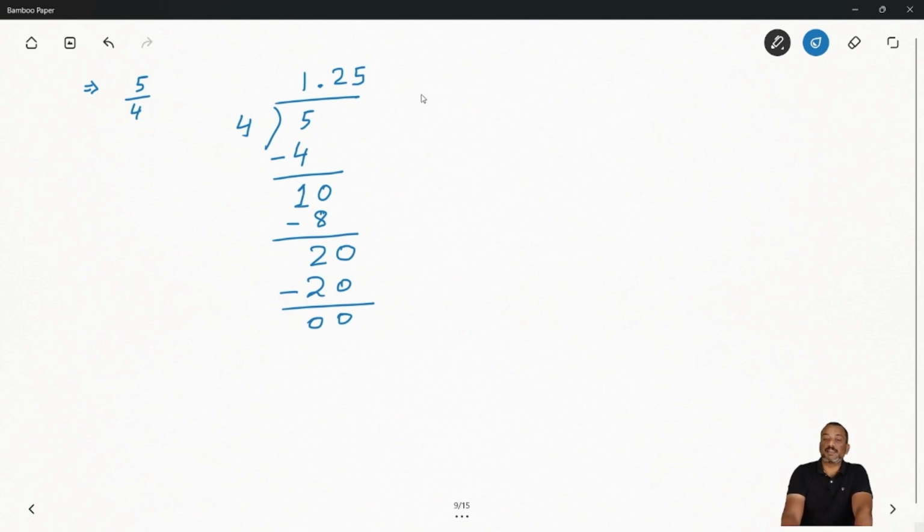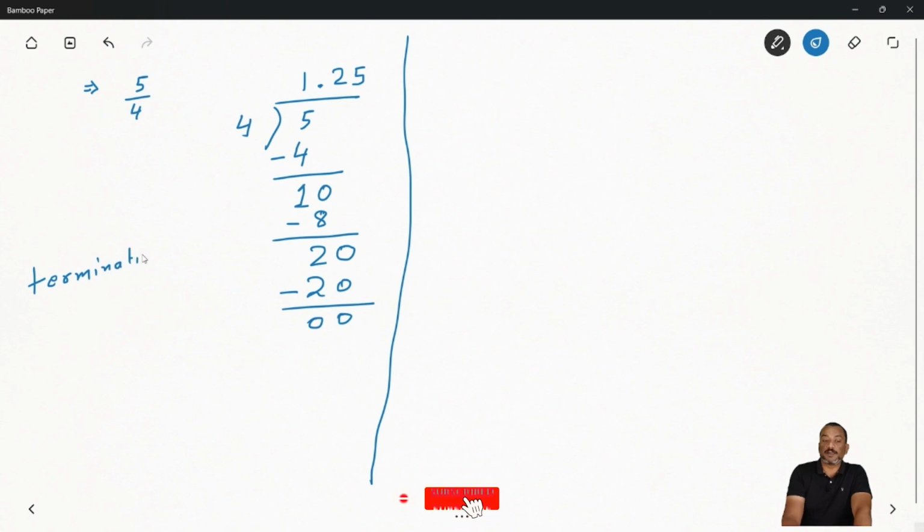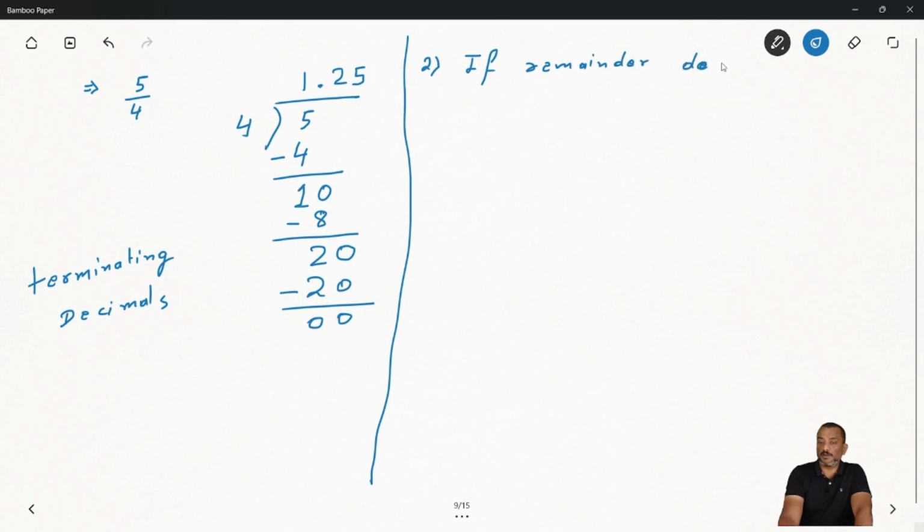Okay, now we will see the next one. So always remember this is terminating decimals. Okay. Now, the second one we will say here. The second one is where the remainder does not get to 0. If the remainder does not end with 0. Okay.